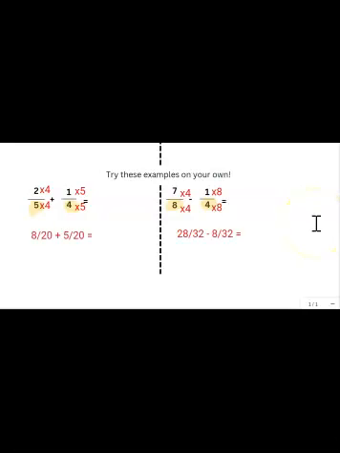Your equivalent fractions should look something like this: 8 over 20 plus 5 over 20, and 28 over 32 minus 8 over 32. Again, there are a couple other ways you could get common denominators, especially for this second example, but this is just the way I chose to get common denominators. As long as you have common denominators and you multiplied the top and the bottom by the same number to get the common denominators, you will still get the correct answer.